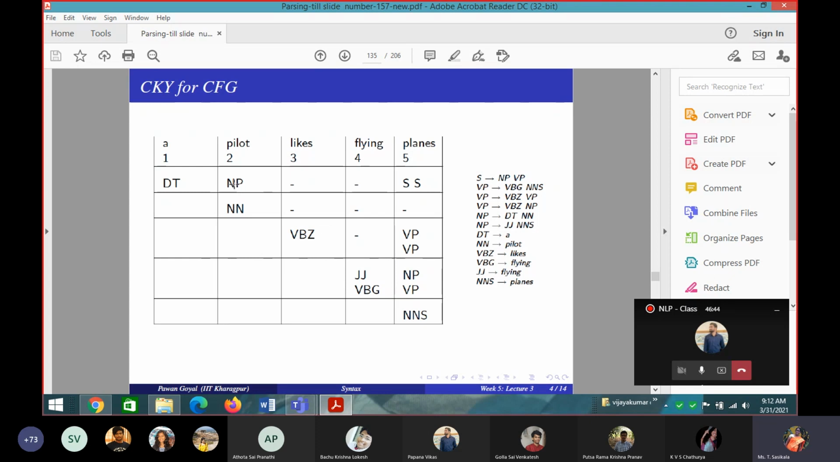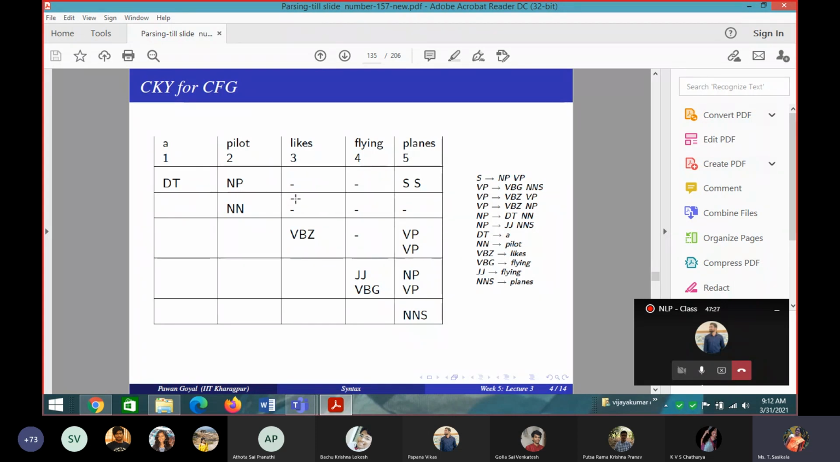Next, I have to fill the next diagonal. That is this, and this. So how to fill this NP? How did you get NP for pilot? We have to see for the rule where DT follows. DT followed by NN. For this NP, you have to see its corresponding left and the corresponding down. So DT followed by NN. Is there any rule DT followed by NN? Yes. DT followed by NN gives NP. So I am filling this. Very good.